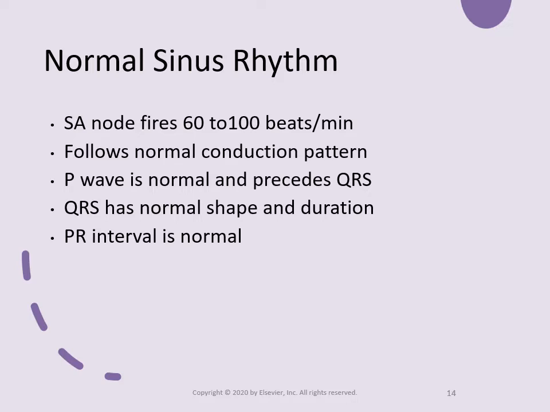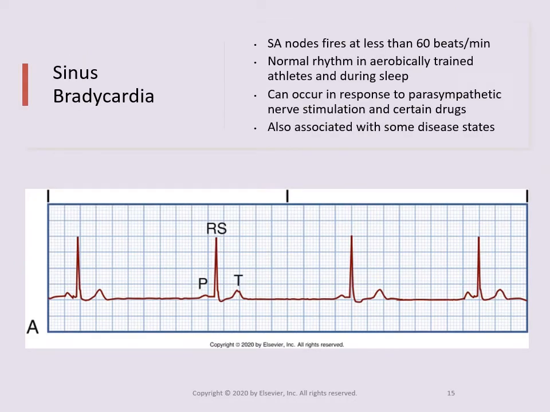These are just the elements we expect to see. We actually saw a picture of normal sinus rhythm back on slide 11 if you want to go back and review that. This is sinus bradycardia. Everything about the QRS looks normal in this rhythm, except the SA node fires less than 60 beats per minute.